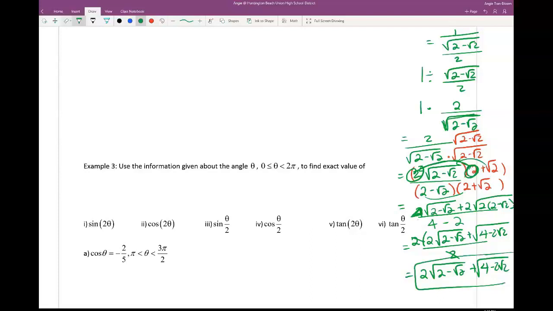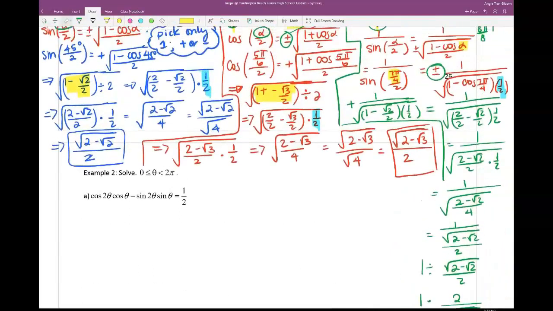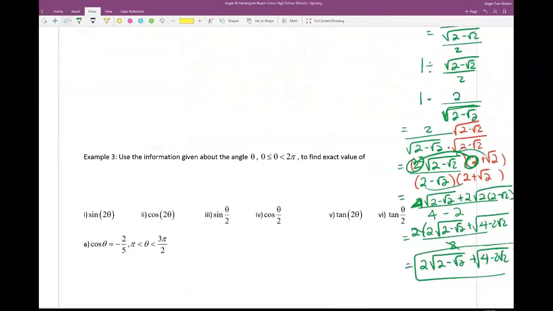Now, that is really advanced, right? That requires a lot of algebra. And so, would you give me full credit if I get to here? Let me see where we were at. I will give you full credit if you get to here, okay, before you rationalize at the bottom.